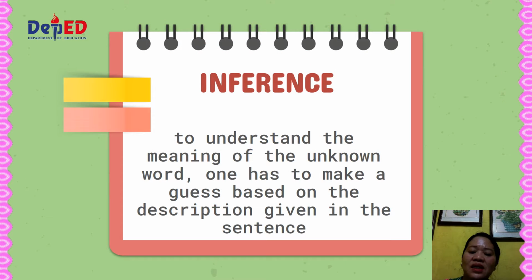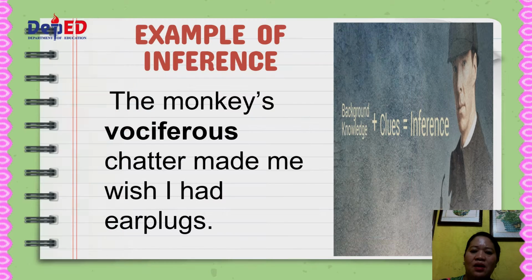And the last one is inference. It means to understand the meaning of the unknown word, one has to make a guess based on the description given in the sentence. An example of inference is: the monkey's vociferous chatter made me wish I had earplugs. So based on this sentence, vociferous means loud because the monkey has to use earplugs just to conceal the noise.